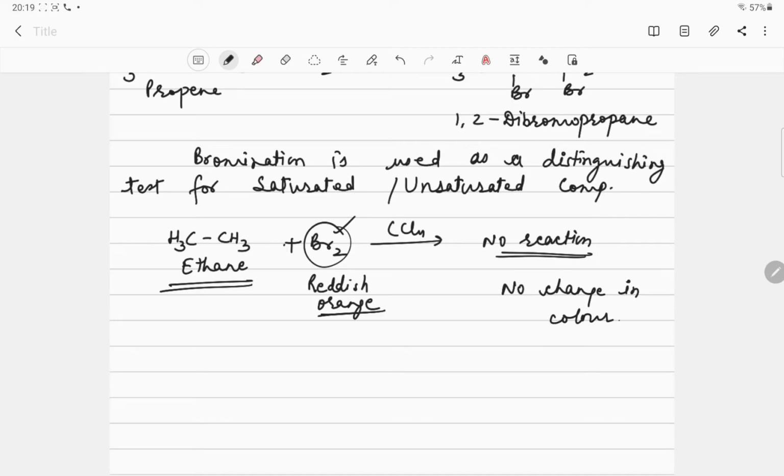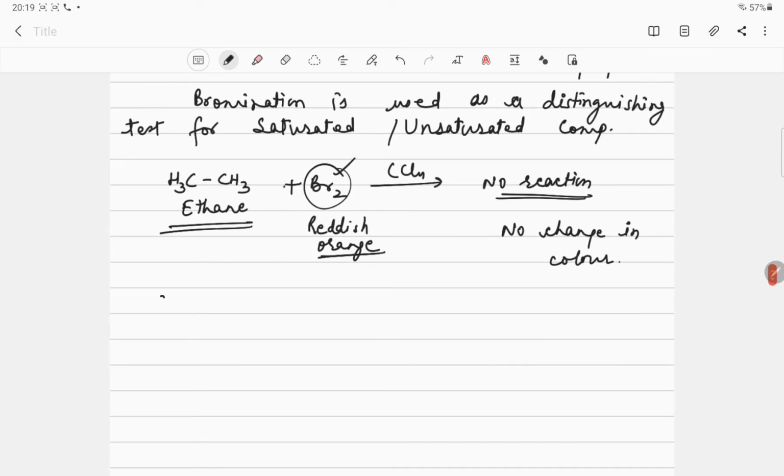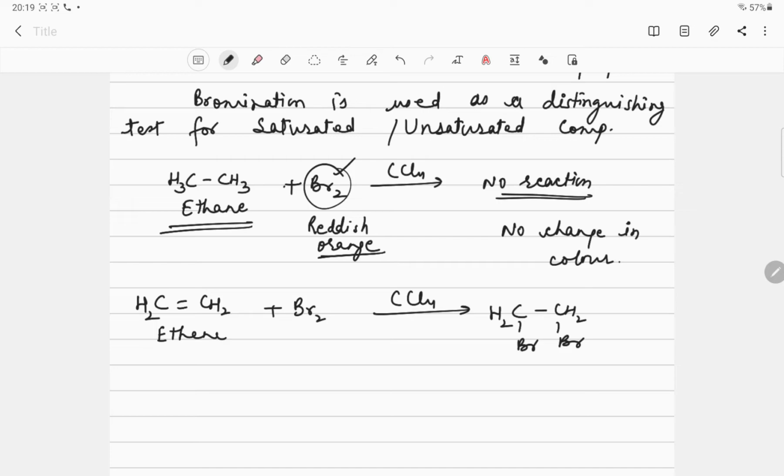While if we add the same to ethene, then bromine will undergo addition. You can see that we are getting CH2Br here, single bond CH2Br here. So there is no more bromine further. That is why the reddish orange color will now be discharged, because of the addition reaction taking place.